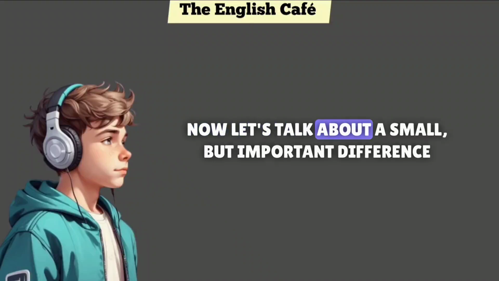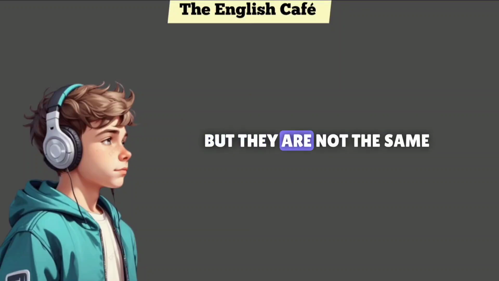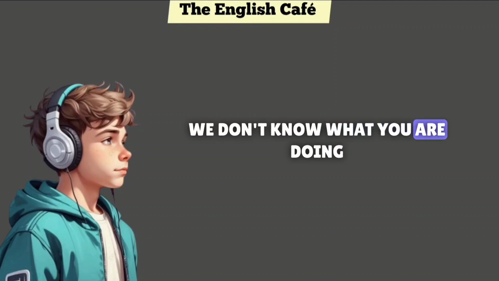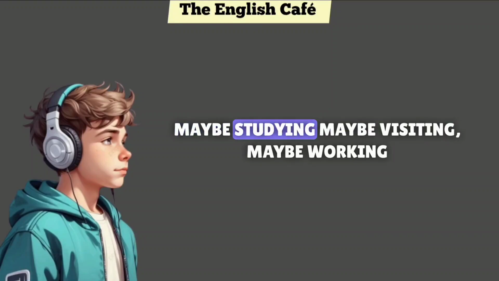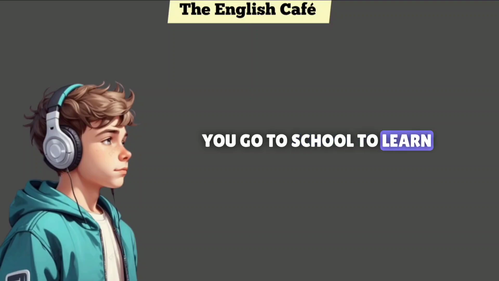Now let's talk about a small but important difference. Well, you can say at school and in school, but they are not the same. At school means you are there at the place. We don't know what you are doing. Maybe studying, maybe visiting, maybe working. In school means you are a student. You go to school to learn. You are part of the system.